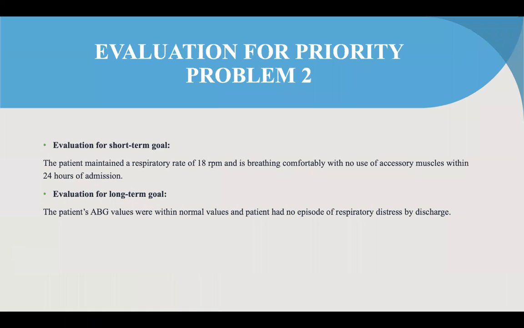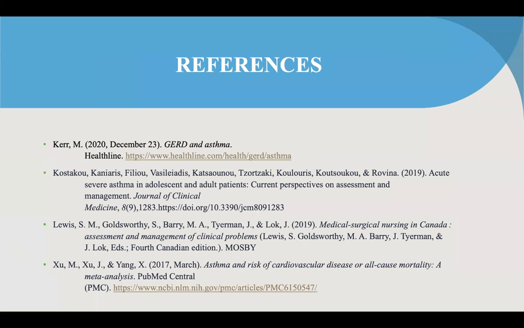The patient maintained respiratory rate of 18 respirations per minute and is breathing comfortably with no use of accessory muscles within 24 hours of admission. The long-term goal is met: the patient's ABG values were within normal limits and patient had no episode of respiratory distress by discharge. These are the references.